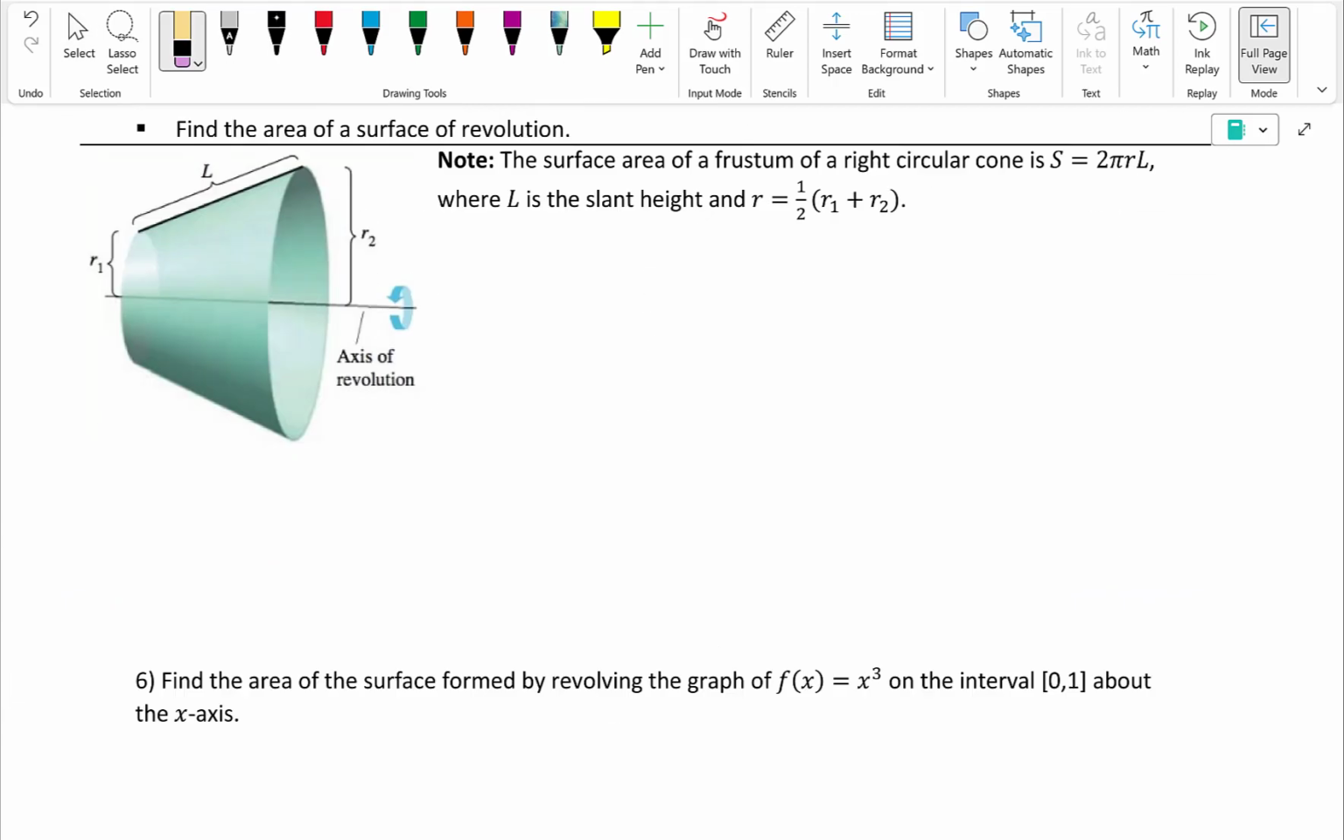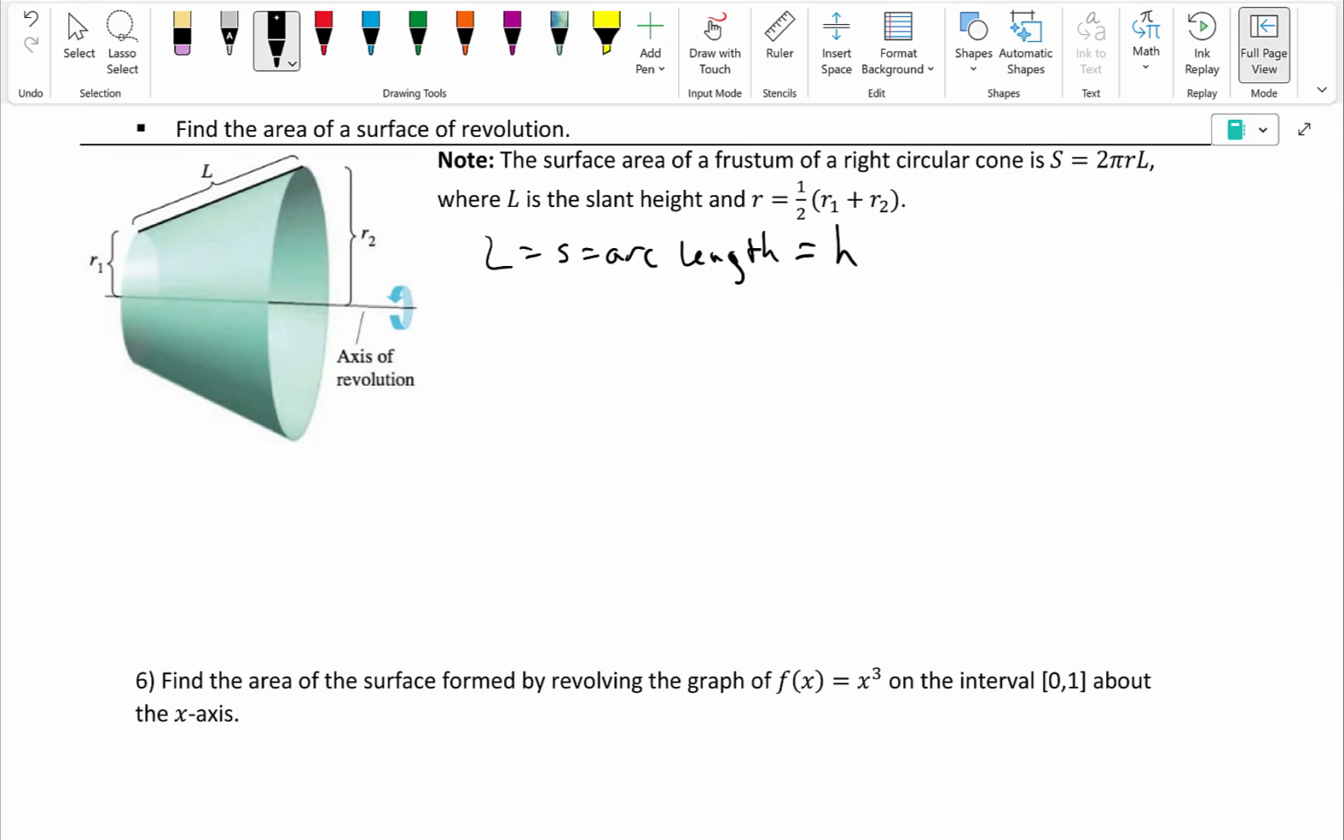All right, and then for the surface areas, we've got a frustum here just to give you a picture, and they've got the surface area of a frustum of a right circular cone is S equals 2 pi r L, where L is the slant height and R is 1/2 R1 plus R2, or the average of the radii. We don't need to worry about that here. What we do want to take note of is L. L is what we were just doing above. It's arc length. Or the easier way to think about it here is that it's going to be a height.